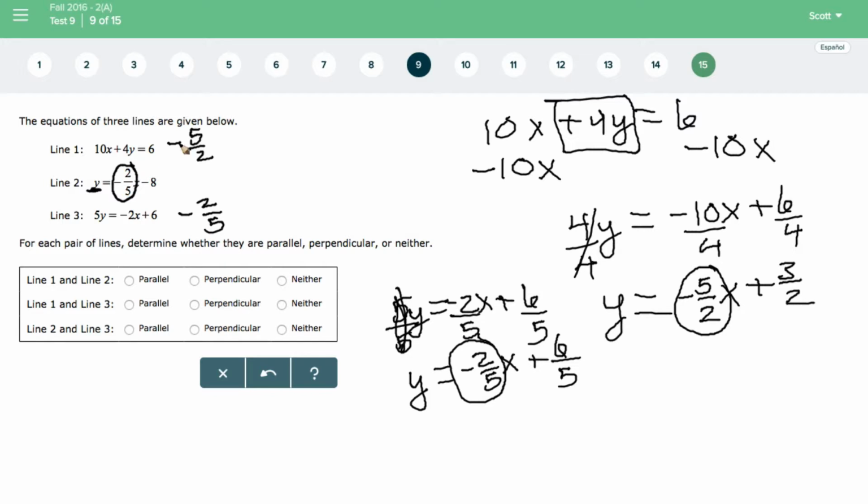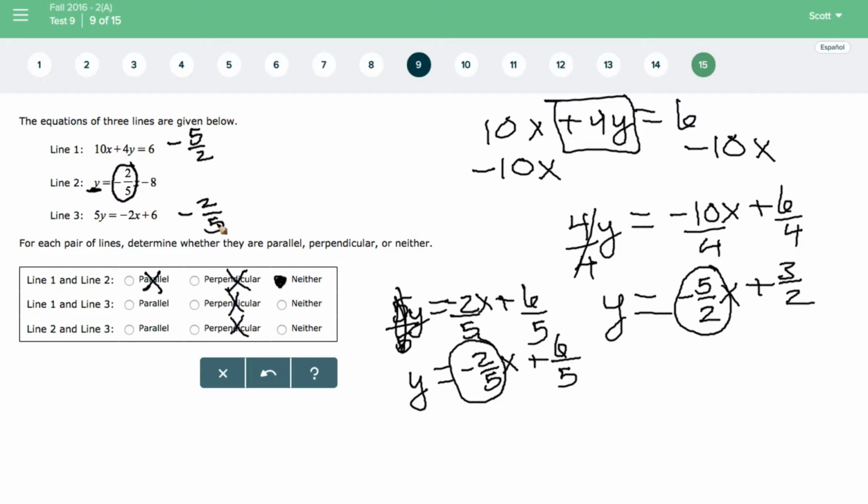Now we see all of them are negative, which means none of them will ever be perpendicular because one has to be negative, one has to be positive. Line 1 and line 2, they're flipped upside down, but they're both negative. So they're not parallel because they're not exactly the same. They're both negative, so they're not perpendicular. That would make it neither.